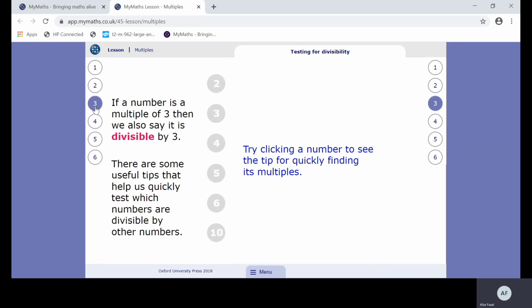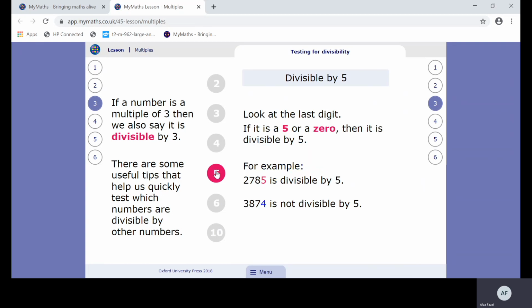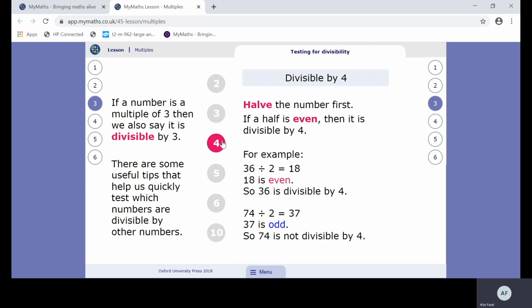If a number is a multiple of 3, then we also say it's divisible by 3, meaning it can be divided by 3. Try clicking a number to see the tip for quickly finding out its multiples. Multiple of 5, it ends in 5 or 0. Multiple of 4, half the number first. If the half is even, then it's divisible by 4. So 36 divided by 2 is 18. 18 is even, that means 36 can be divided by 4.